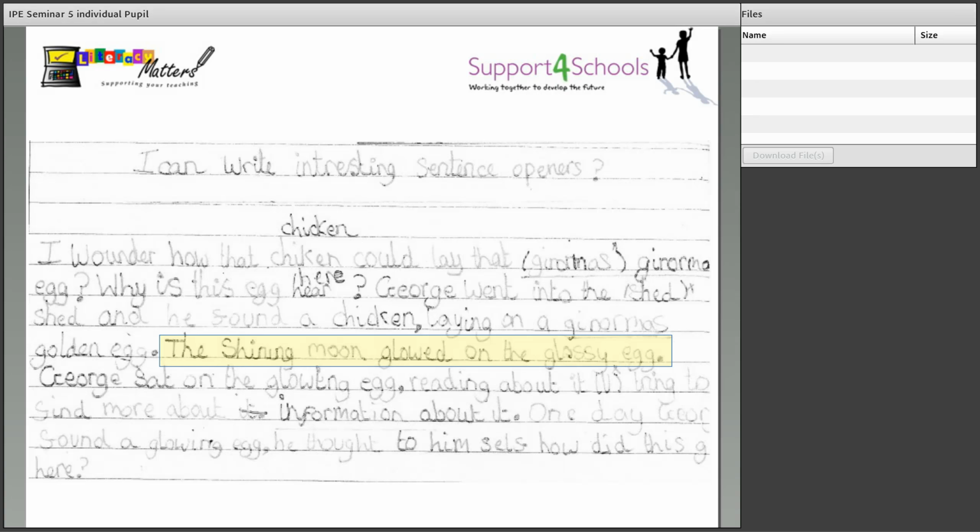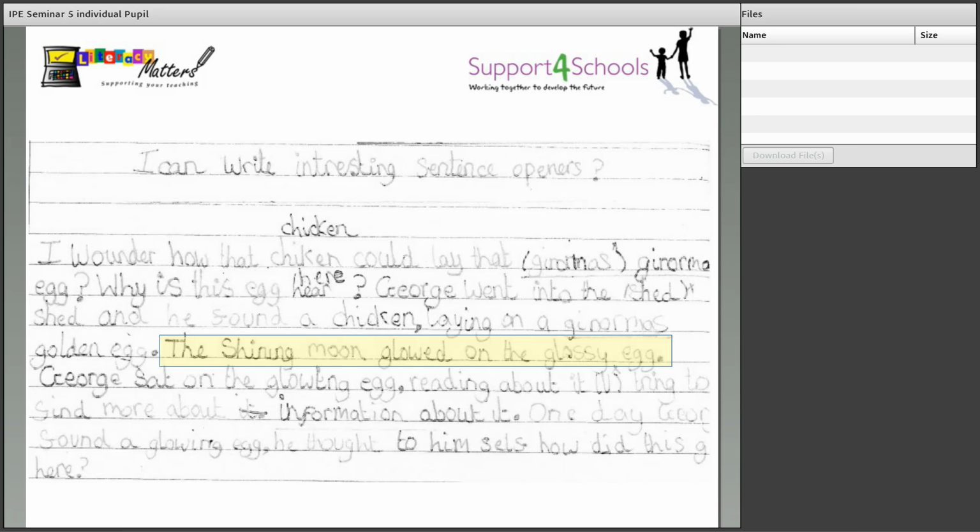And this is quite typical of a sentence that I see where work has been done around adjectives, descriptions to make them more interesting. But if we look at the sentence itself, "the shining moon glowed on the glassy egg", it might be helping move towards developing some noun phrases, but it isn't really developed enough for that. It's still basically a one-clause sentence. So what are we going to do? How are we going to move that on?